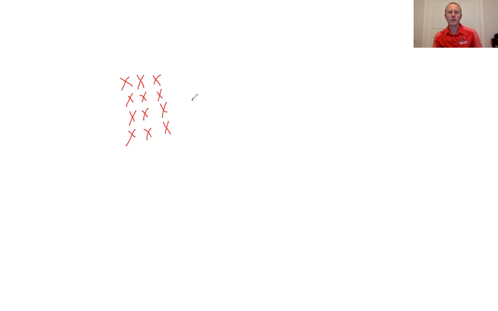So we could then turn that into 3 rows of 4 just by rotating it on its side. And these things we know are in fact equal to each other, right? We've just rotated it. But let's look at what happens when we try to do that with a tape diagram. It doesn't work out so well for us. We'll talk about why here in a minute.